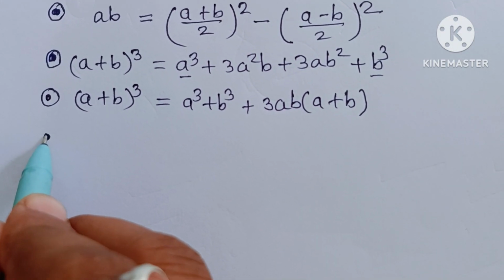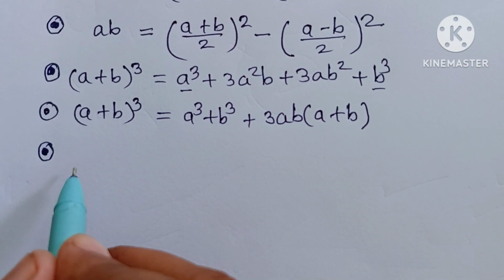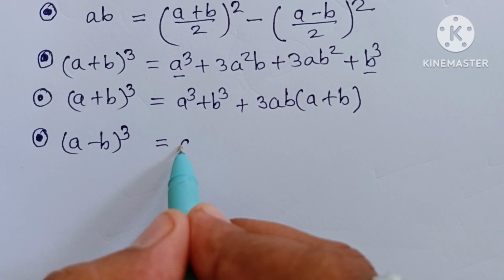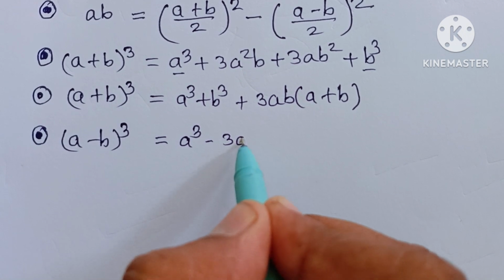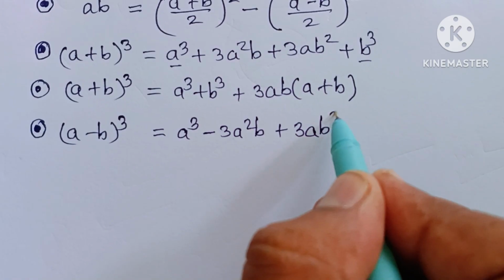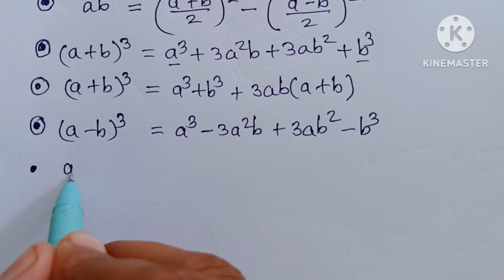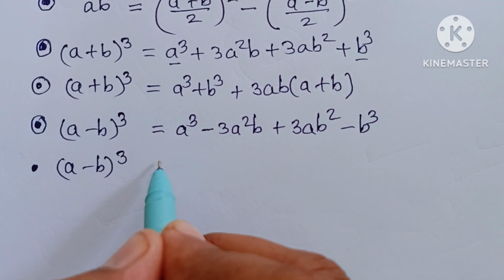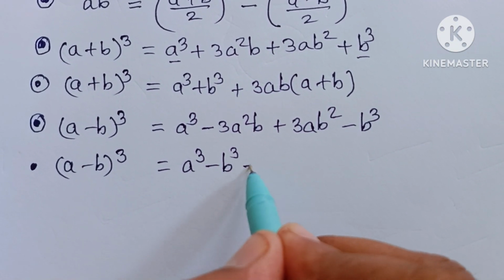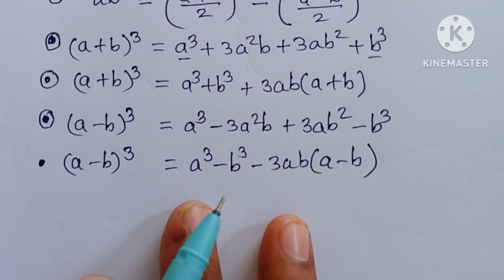Now (a minus b) whole cube is equal to a cube minus 3a square b plus 3ab square minus b cube. Then (a minus b) whole cube equals a cube minus b cube minus 3ab in bracket (a minus b).